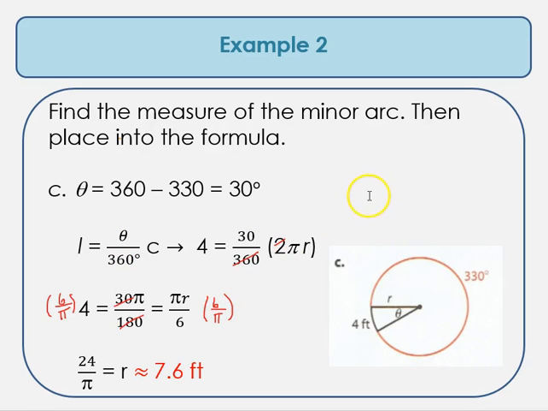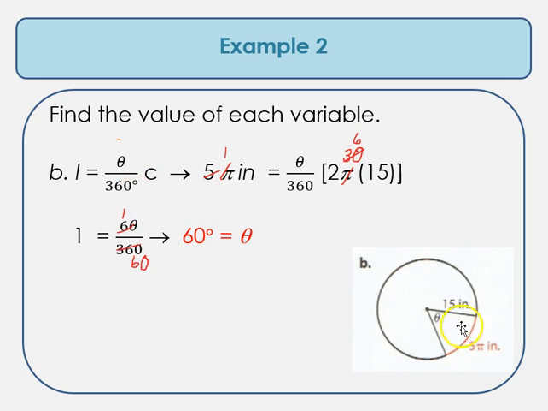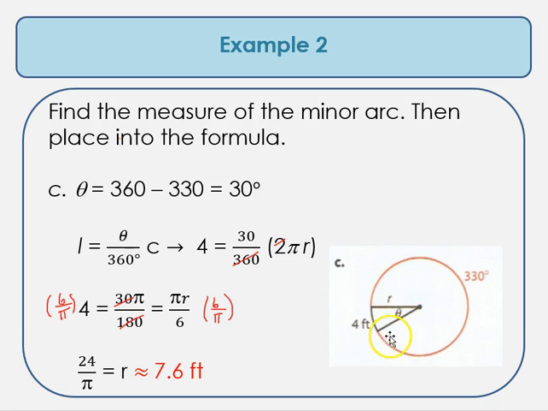Now we're going to find the measure of the minor arc in this problem. And all of these pieces of this example here will be used in example 3. So it's important that you label what you're solving for. So A was solving for finding the arc length. B was solving for the central angle, theta. And C is solving for the radius.